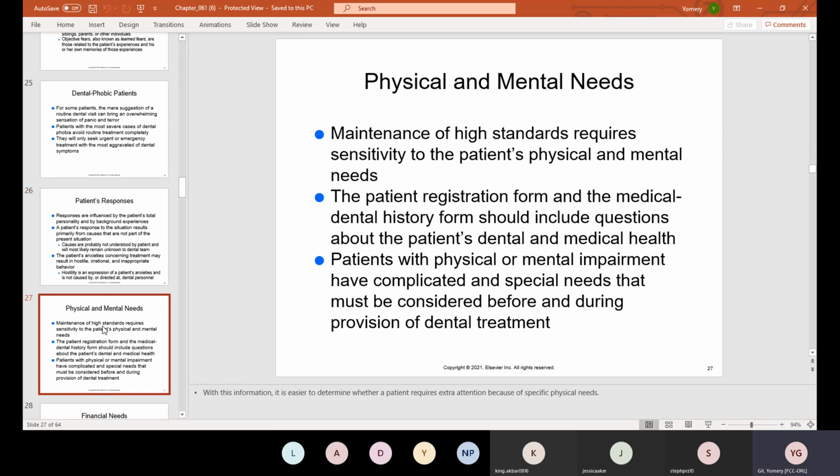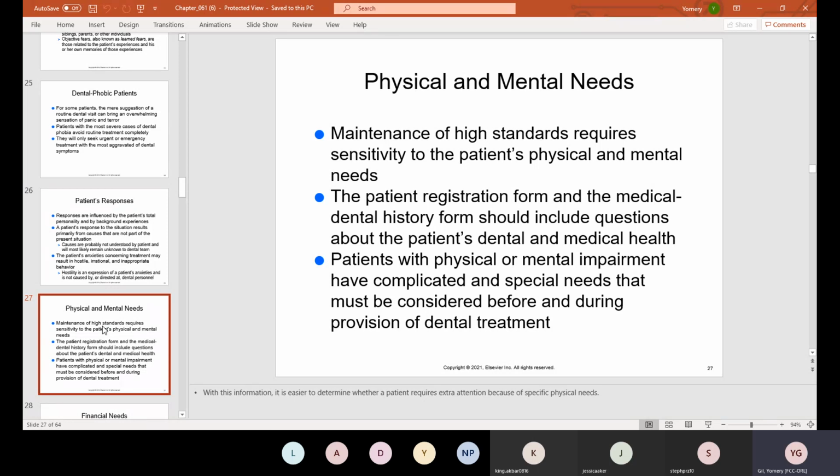So physical and mental needs. Maintenance of high standards requires sensitivity to the patient's physical and mental needs. The patient's registration form and the medical dental history form should include questions about the patient's dental and medical health. Usually, yes, every patient's chart has a medical history on it and it asks if they've had any surgeries, any illnesses that the office should know about, any medications, etc.